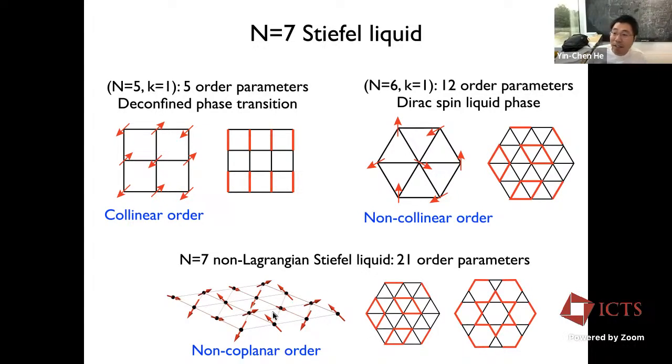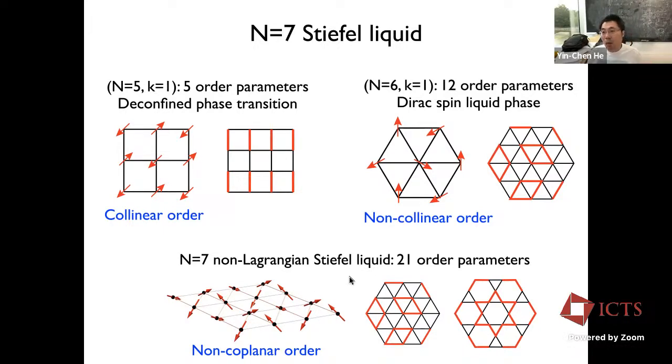That has spin ordering moments that are non-coplanar, as shown here. So for this, you indeed get 12-component order parameters. You get 9-component order parameters here. And then you want to consider two different types of valence bound solid, which have 6 components each. And in total, you will have 21-component order parameters. And physically, that may give you this n equal to 7 Stiefel liquid.